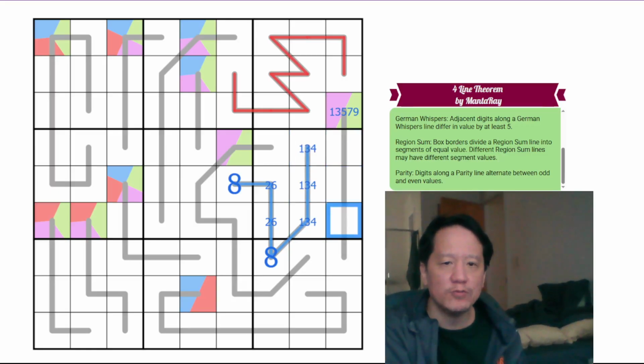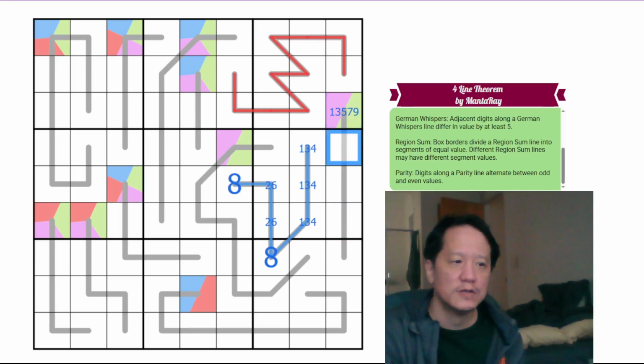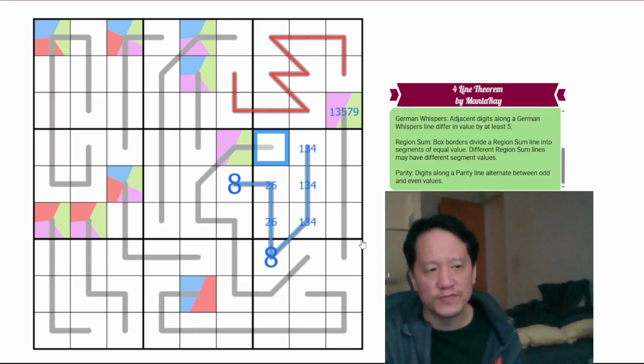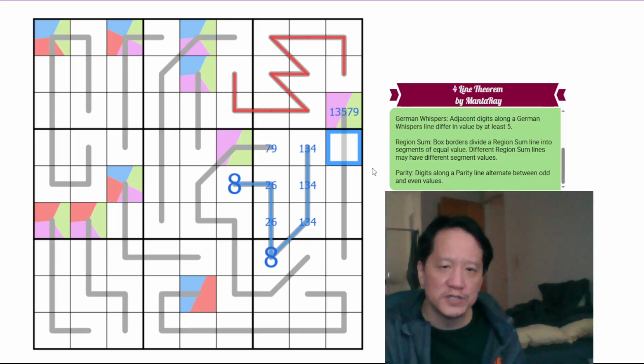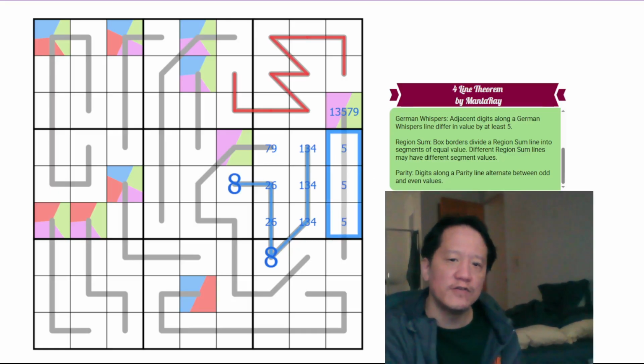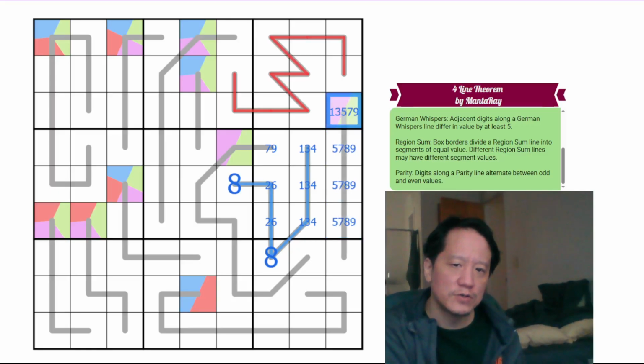This cannot be Whisper 5 as a line, so it's Renban. And this has to be the Whisper 5. So we have 7 or 9 here. This would definitely have 5 and 8 and 1 out of 7 or 9. So this has an 8 definitely here.